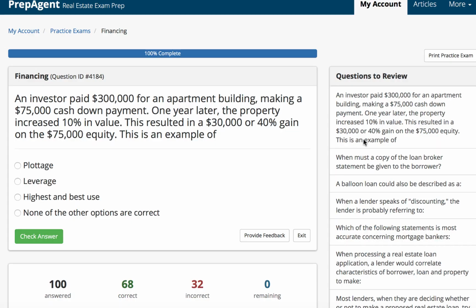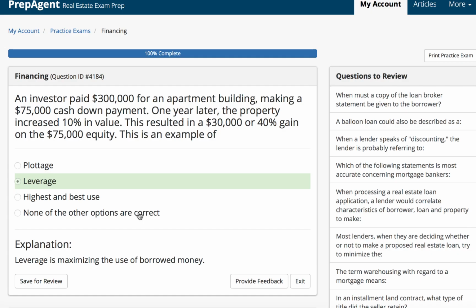An investor paid $300,000 for an apartment building, making a $75,000 cash down payment. One year later, the property increased 10% in value, which resulted in a $30,000 or 40% gain on that 75% equity. This is an example of... okay, it's either going to be leverage or highest and best use. So I would say leverage. Good. Excellent.